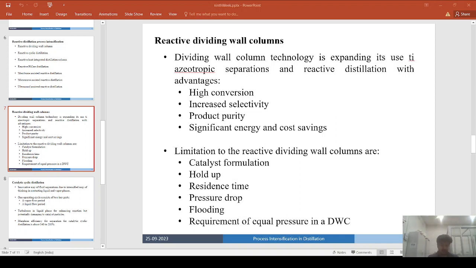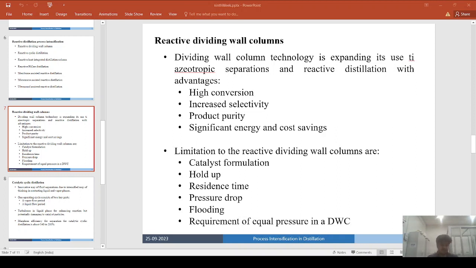Now another point on why the intensification of a reactive dividing wall column is required. One of the main applications is for reversible reactions with suitable boiling point characteristics. Many distillation towers or reactive distillation towers do not have the capability, or basically do not want to perform the application for reversible reactions. But in this case, the reactive dividing wall column, if intensified further, can take on the challenges of applying to reversible reactions with suitable boiling point characteristics.